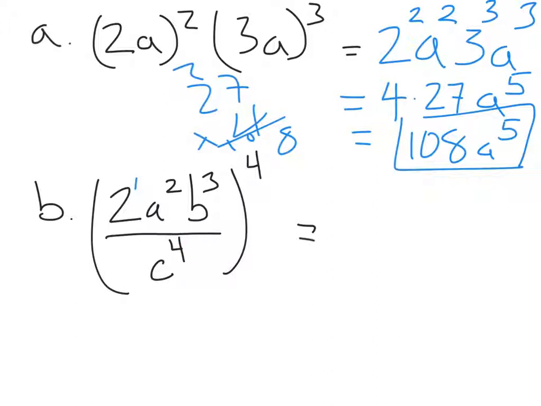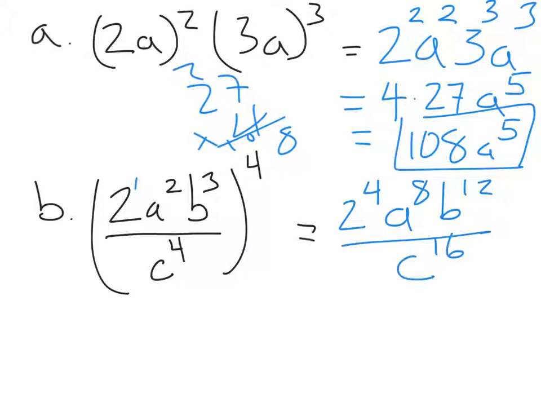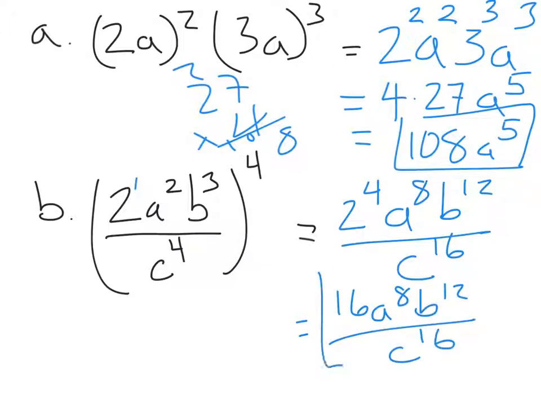So on top we have 2 to the 4th. We have a to the 8th and b to the 12th. And on bottom we have c to the 16th. And again, 2 to the 4th, we know what that is. That is 16. So 16, a to the 8th, b to the 12th, all over c to the 16th. This is our final answer.